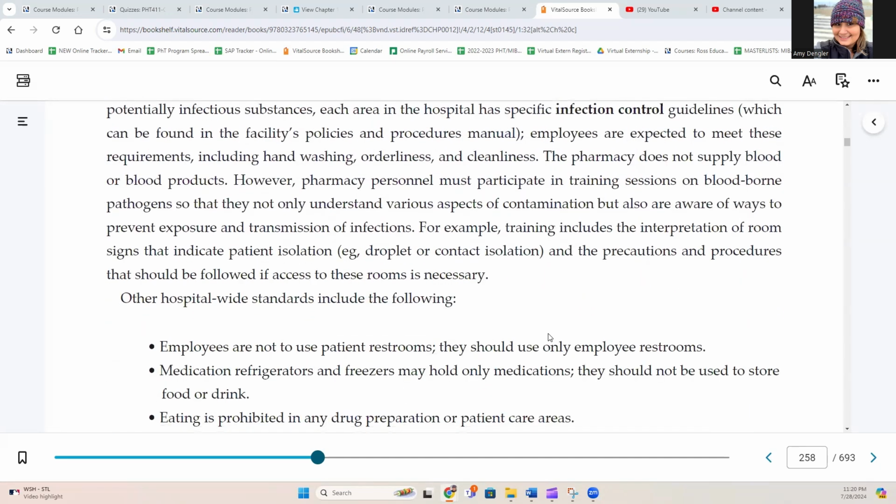However, pharmacy personnel must participate in training sessions on bloodborne pathogens so that they not only understand various aspects of contamination, but also are aware of ways to prevent exposure and transmission of infections. For example, training includes the interpretation of room signs that indicate patient isolation and the precautions and procedures that should be followed if access to these rooms is necessary.